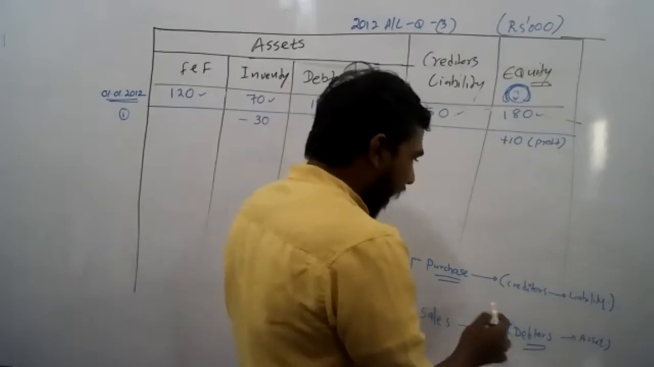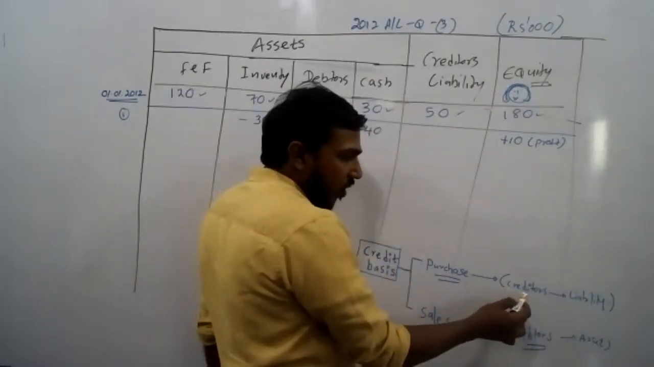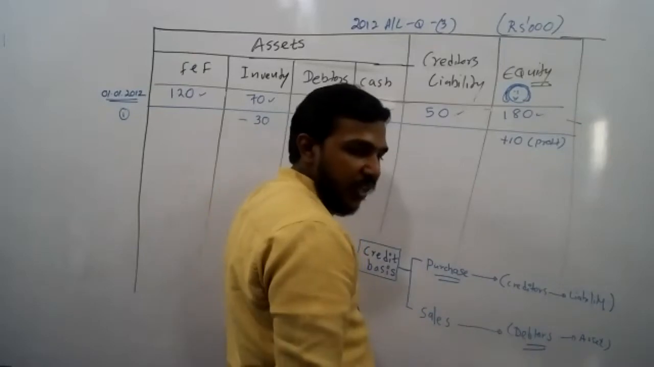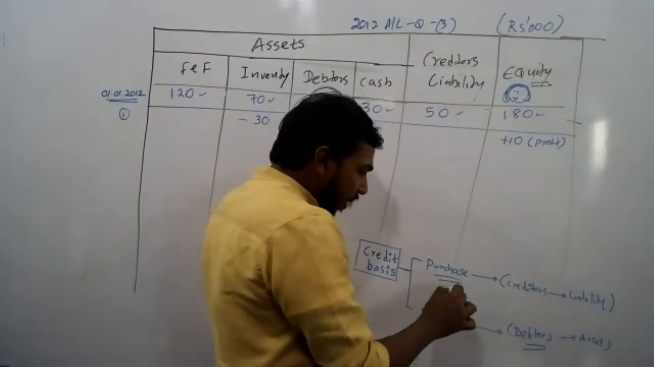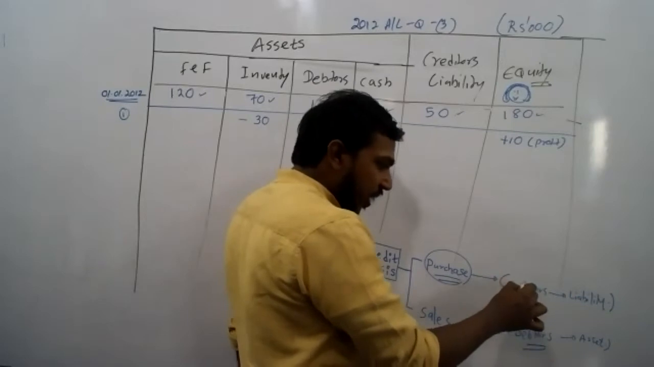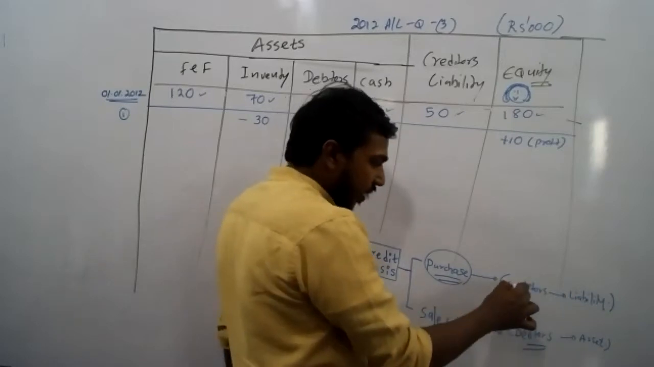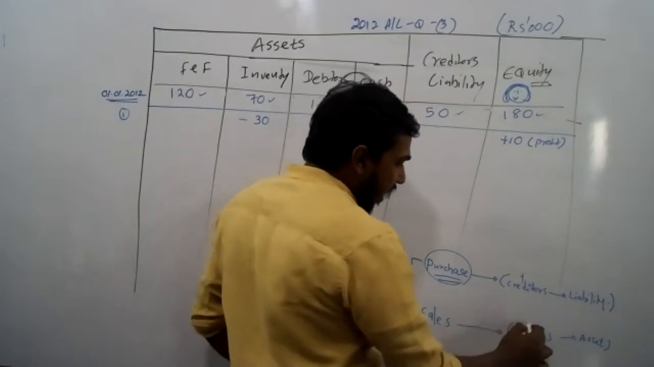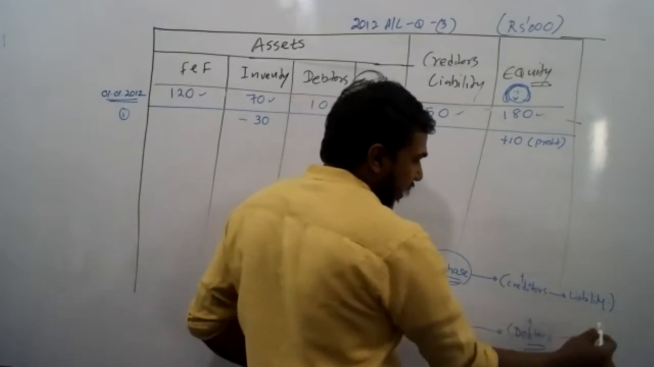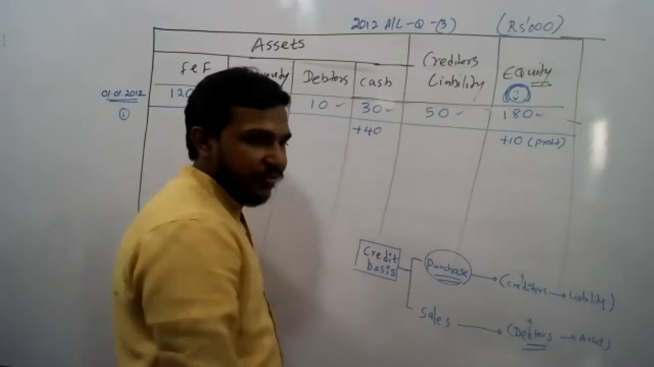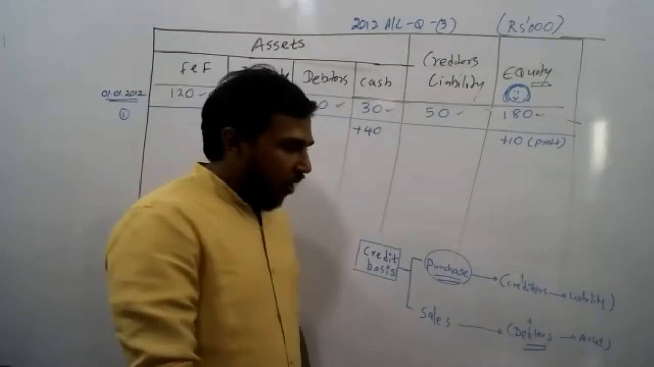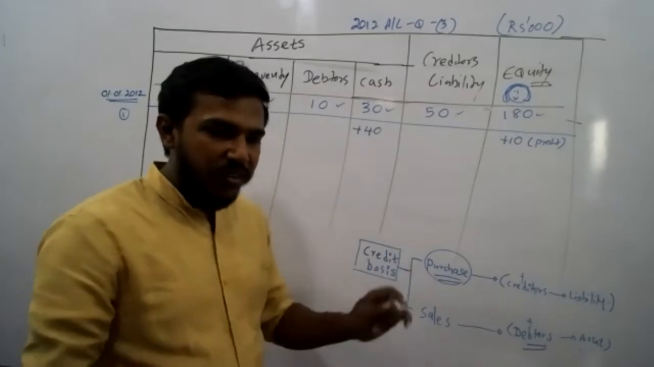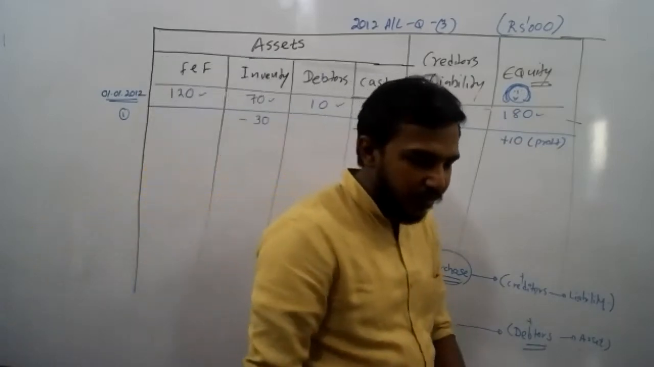So if it is cash basis, it's always cash, not creditors. But if it is credit basis purchases, the impact will not be on cash, the impact will be on credit. If it is credit basis sales, it's debtors, and creditors is the liability. Clear? Now take this down, if you are confused about debtors and creditors.